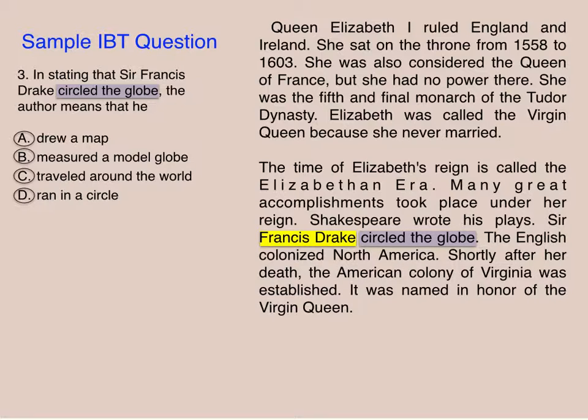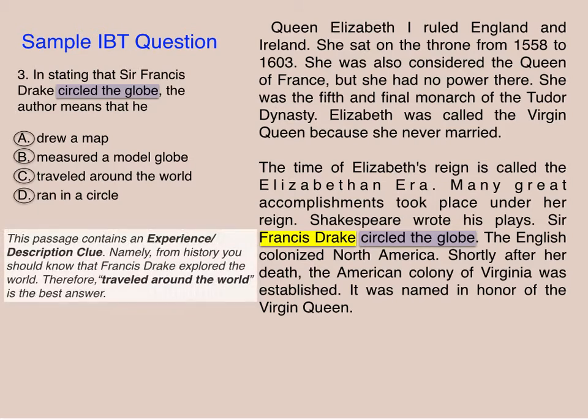That's all we really need to read, because this passage contains an experience description clue. Namely, from history you should know that Francis Drake explored the world. Therefore, traveled around the world is the best answer.